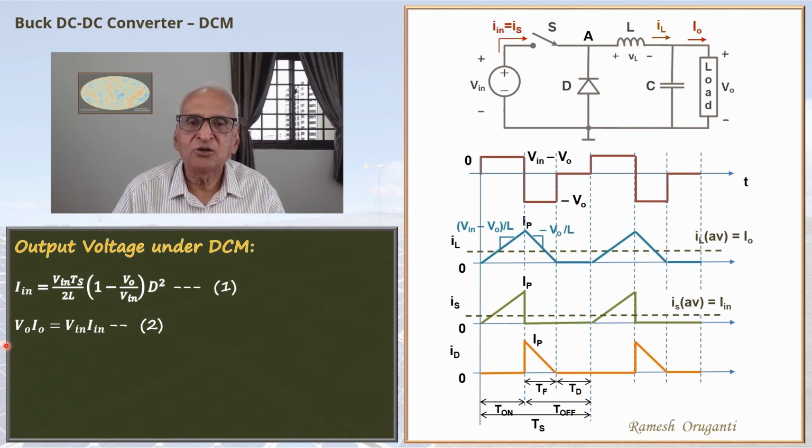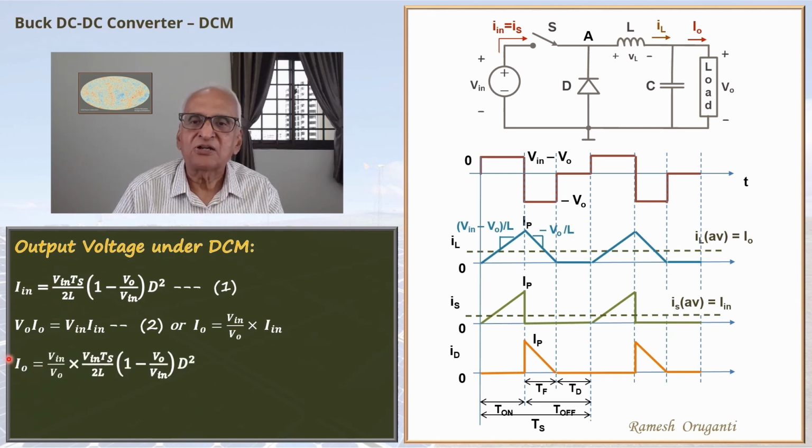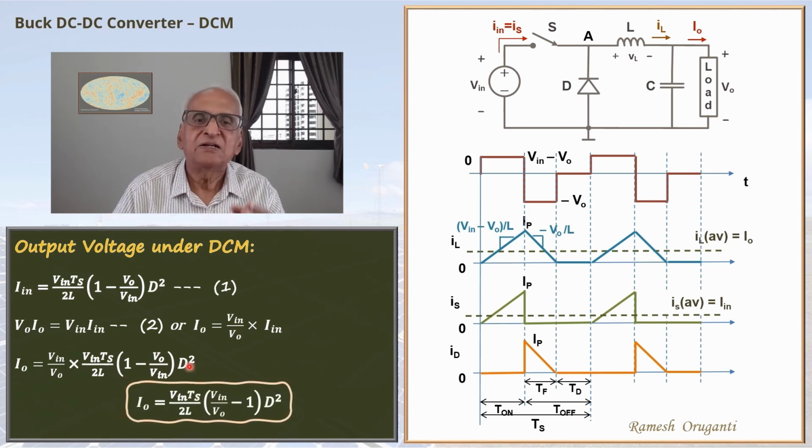So I can write I naught as V in by V naught times I in. Substitute for I in from 1. So I will get I naught equals V in by V naught times V in Ts by 2L times 1 minus V naught by V in d square. I can take V in by V naught inside the bracket. Then I will get I naught equals V in Ts by 2L times V in by V naught minus 1 d square. That's it. We are done.